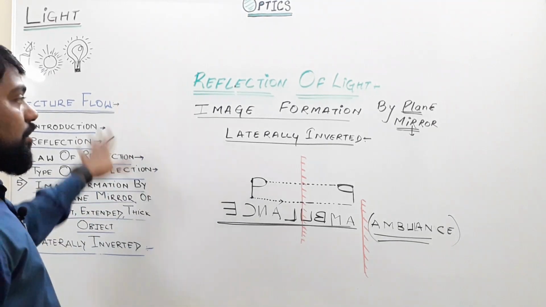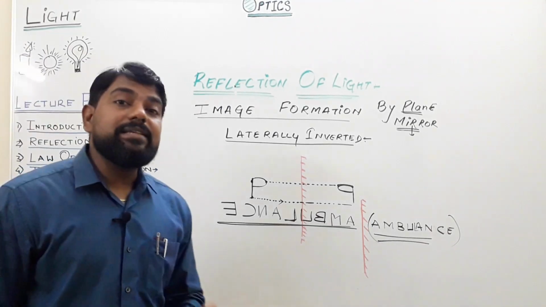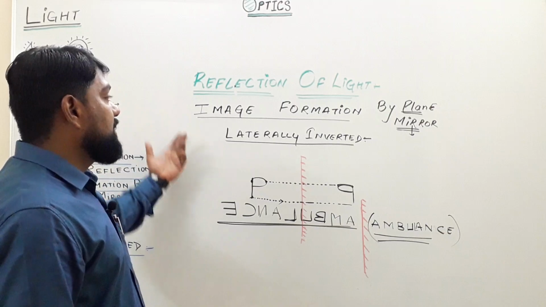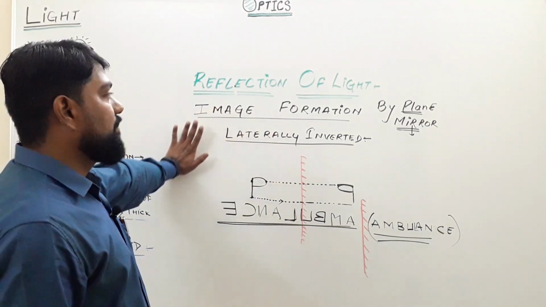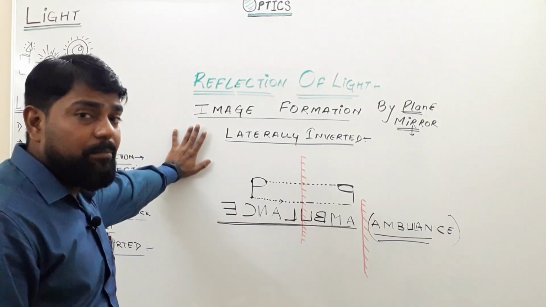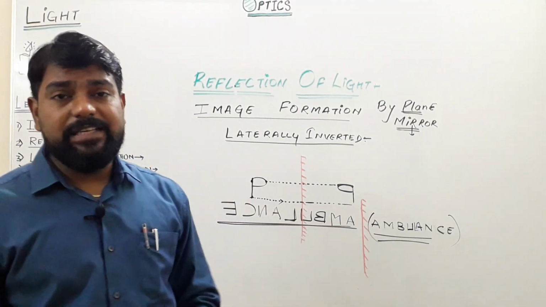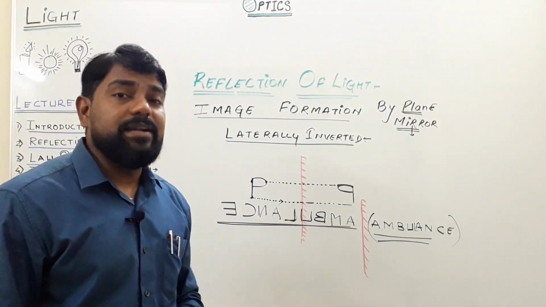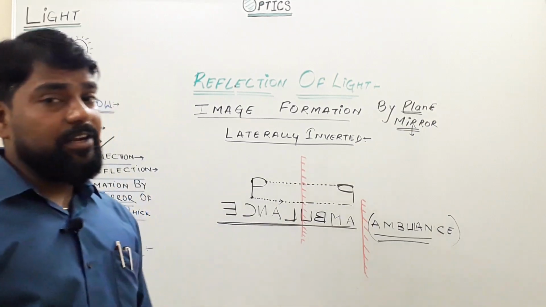I hope you all have enjoyed today's lecture. In the next lecture we will move on to another topic related to reflection of light, where we will learn about types of mirrors, how reflection takes place in those mirrors when the object is placed at different positions, and then we will see some more important phenomena related to light.